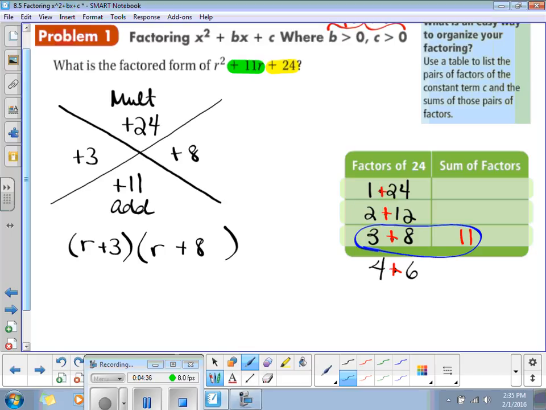Got it? And then you can check to see if you have the right terms by checking to see if you add them, will you in fact get 11r. So here we have 3 times r is 3r, that's a positive 3r. And we have r times positive 8, so that's a positive 8r. So 8, 9, 10, 11, r, and we got the right answer. Is everybody clear?